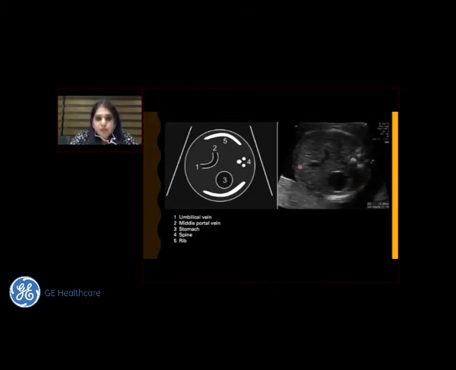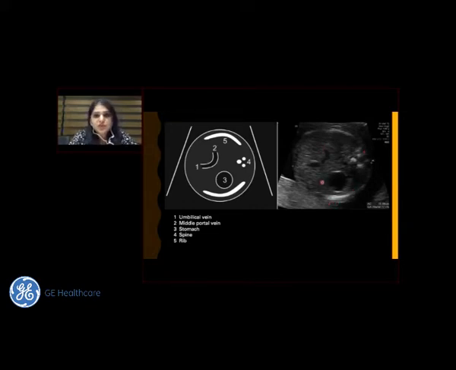This is the most important and slightly difficult of all. This is the plane for the abdominal circumference. As you can see, here posteriorly is the spine. On both sides are the ribs. Here we see the fundic bubble, the stomach bubble, and this is the intrahepatic part of the umbilical vein. This is the section you require to measure the abdominal circumference.